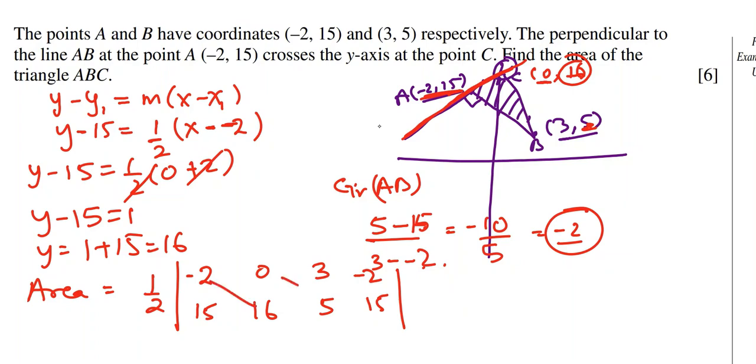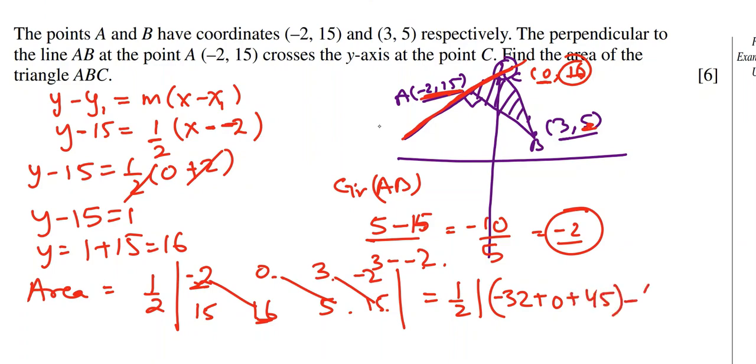Then first we will multiply these three. So it becomes half absolute. Let's start the bracket. Minus 2 times 16 is minus 32. 0 times 5 will be 0. 3 times 15 is 45. Minus, we'll go this way this time. 15 times 0 is 0. 16 times 3 is 48. And 5 times minus 2 is minus 10.